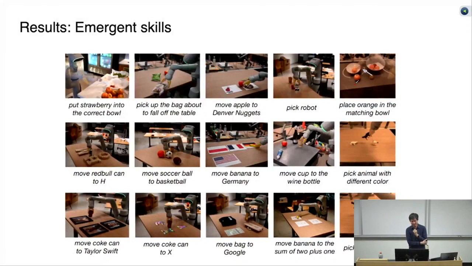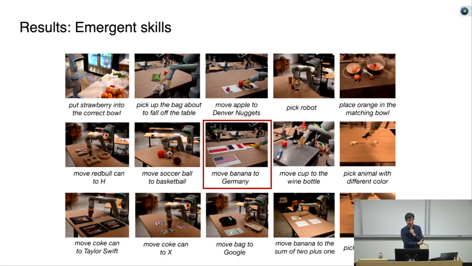But what we find is the robot actually, after the training, develops a lot of emergent skills. What do I mean by emergent skills? These are skills that do not show up in the training data. Robot training data, right? They are in the web data. So for example, pick up the bag about to fall off the table. We never engineer a scenario where there's a bag about to fall off the table, but it can just learn this automatically from the web data.